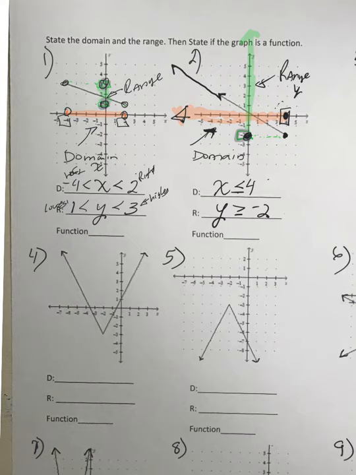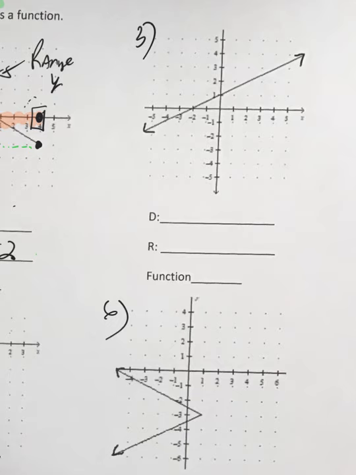Let's see what else we have. So notice on number 3 we have a line. A definition of a line is that it keeps on going forever and ever in each direction. So if we're looking at the domain, the x values, and it keeps on going in both directions, then basically it's the entire number line because it keeps on going further to the right, and further to the left. So it doesn't have a beginning and end.